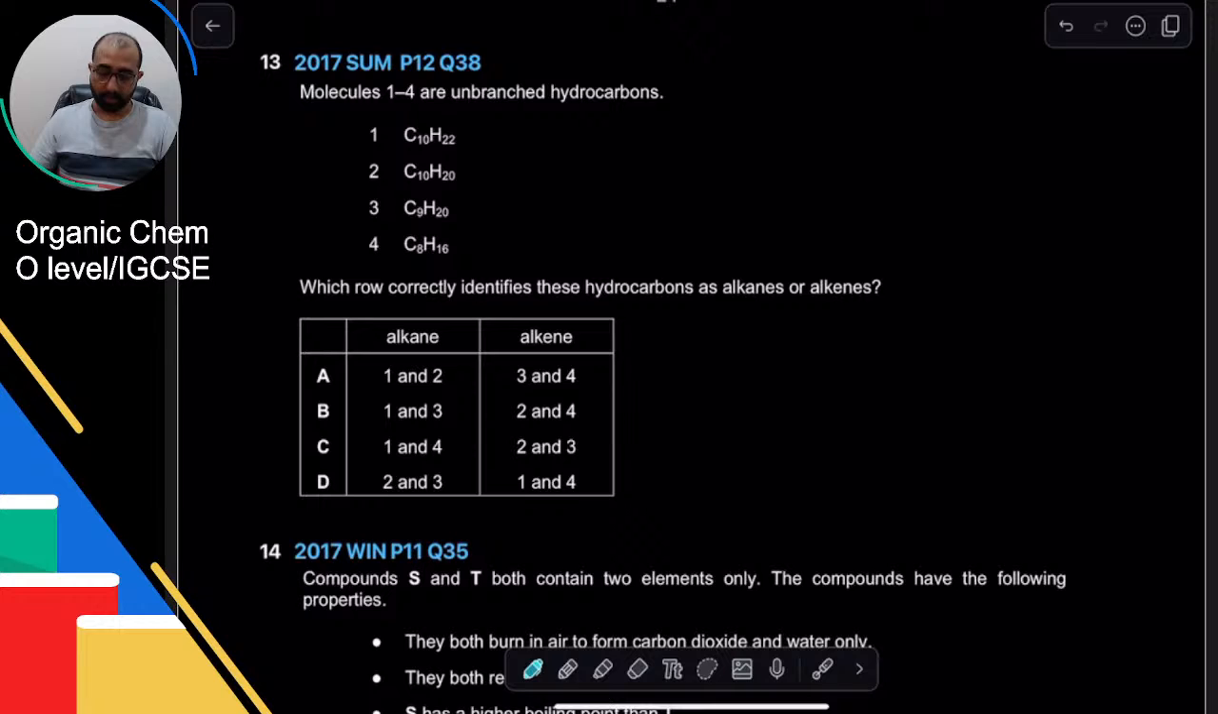Molecules 1 to 4 are unbranched hydrocarbons. Which row correctly identifies these hydrocarbons as alkanes or alkenes? Okay, let's check alkane and alkene. Again, hydrogen should be double the carbon. So that is alkene, that is alkene. So 2 and 4 are alkene, the other two are alkane. So 2 and 4, and 1 and 3. B is the answer.